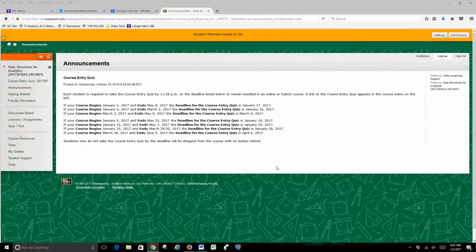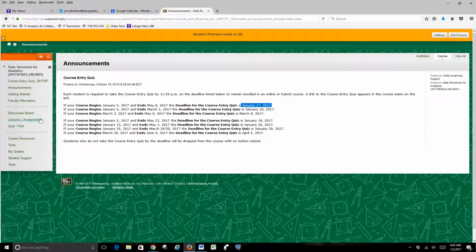First thing you need to do, though, is take note of the course entry quiz. For those of you who've been at Wake Tech, you know what this is, but basically it's the way they need to record the fact that you actually attended and started this course. It's a quiz that has no impact on your grade, but it's a way that the state can track students in public education. You need to do it, as noted here, by January 17th at the latest, or they will withdraw you from the course. So make sure you do that right away.